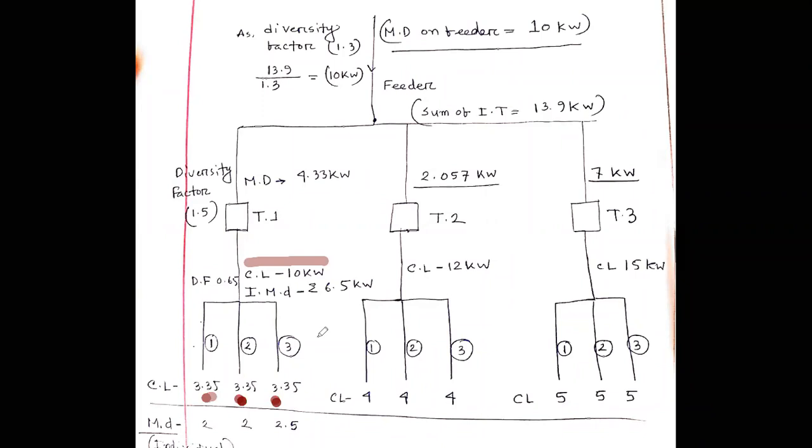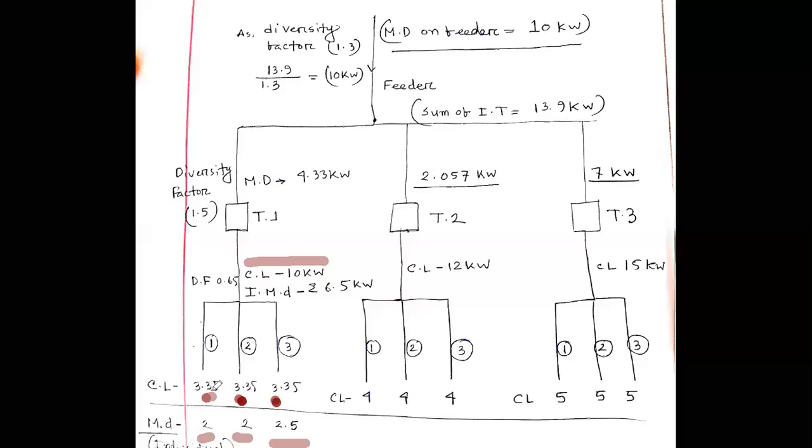But are they using 3.35? No, they are not using 3.35. Suppose the first consumer is using a maximum of 2 kilowatt, the second consumer is also using 2, and the third one is using 2.5. Their connected load is 3.35, but they are using less. This is the maximum for each.